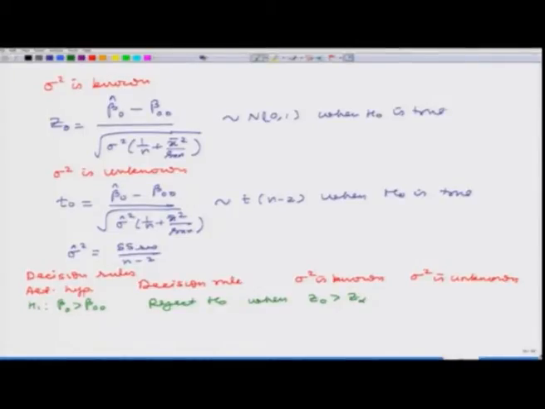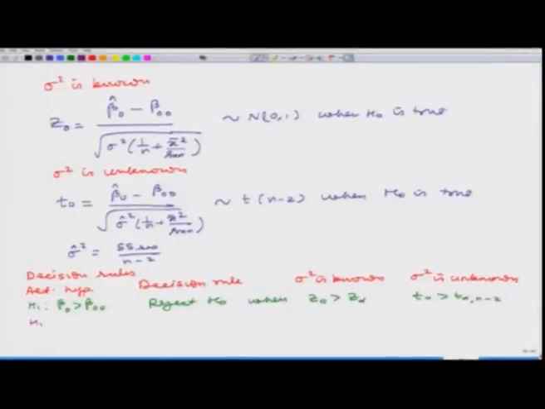And in case sigma square is unknown, the decision rule is to reject H naught when T0 is greater than T alpha, n minus 2, where T alpha, n minus 2 is the alpha percent point on the t distribution with n minus 2 degrees of freedom.